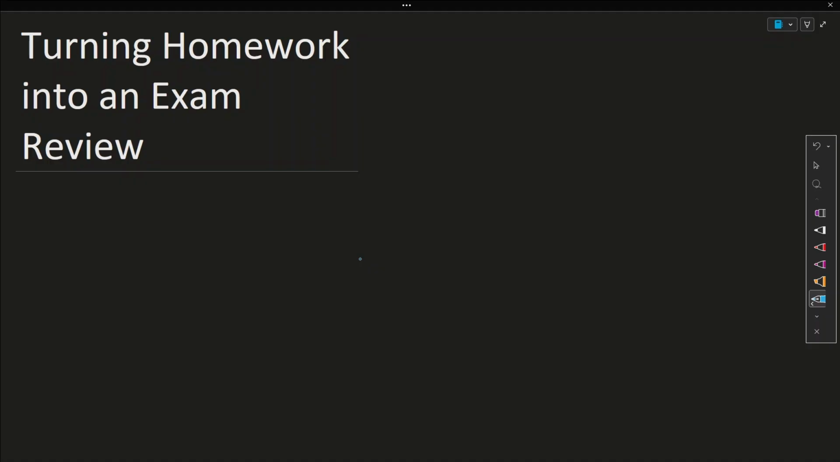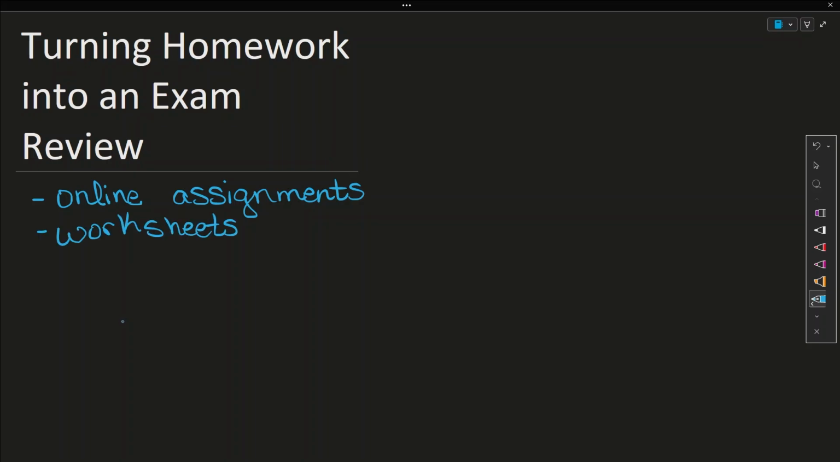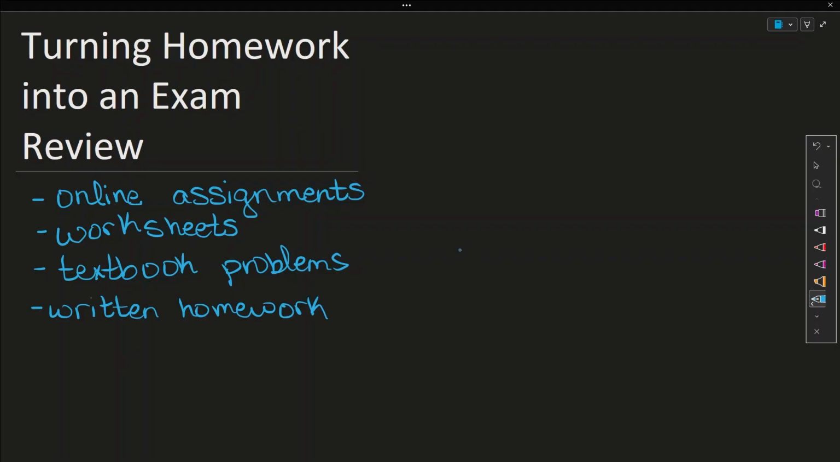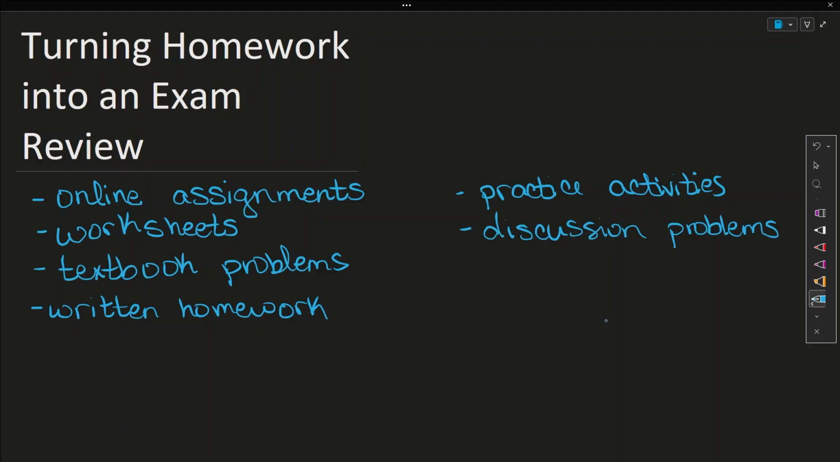The first step is to collect the homework that covers the exam material. This might include online assignments, worksheets, textbook problems, written homework, practice activities, discussion problems, or in-class exercises. Do not worry if some of your homework is incomplete or contains mistakes. That does not make it useless. In fact, the problems you found difficult may be some of the most useful ones to review.